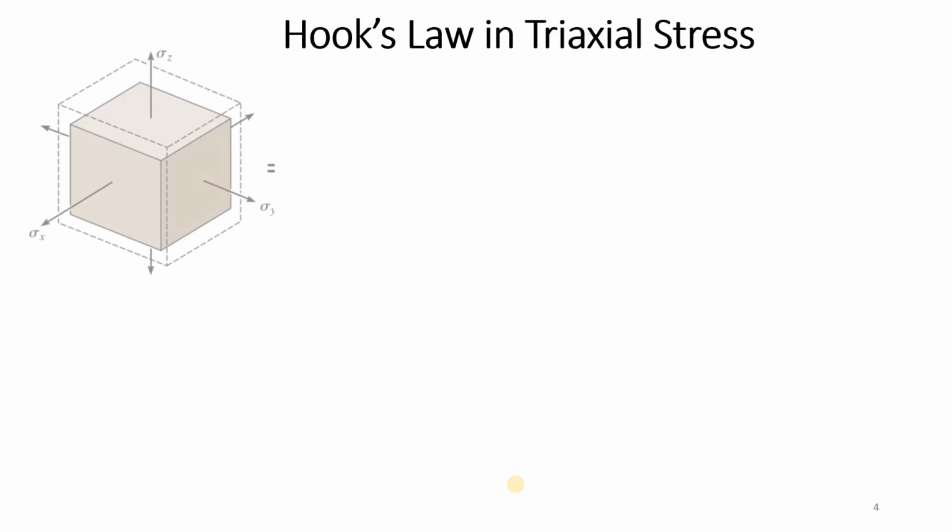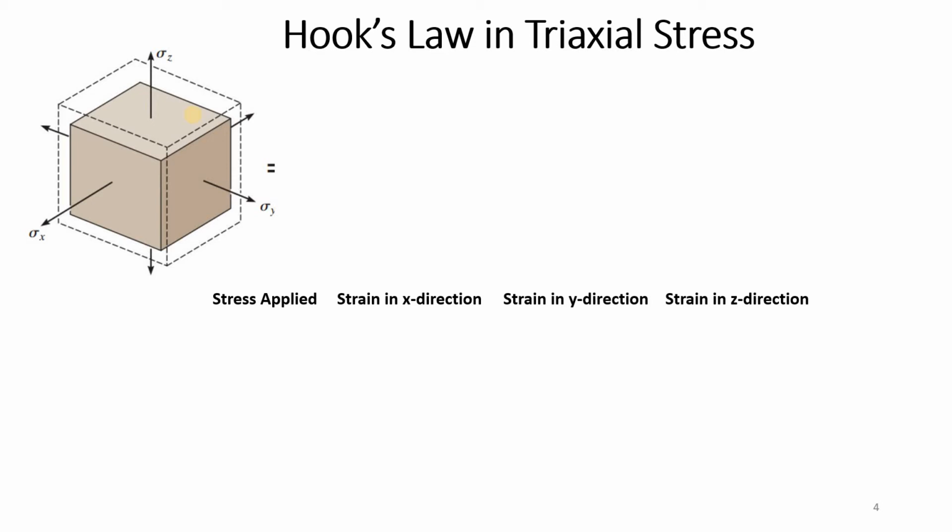So Hooke's law in triaxial stress can be derived as follows. Consider a triaxial state of stress, let's say sigma x, sigma y and sigma z, all three acting on an element, and let's consider them to be tensile for this derivation. We can break it down into three steps, considering sigma x separately, then sigma y separately, and then sigma z separately. So let's make a table and see what strains are produced when each one of these stresses is applied. So let's consider stress applied, and then for that stress applied we will consider what strains are produced in the three directions. So let's first consider sigma x.